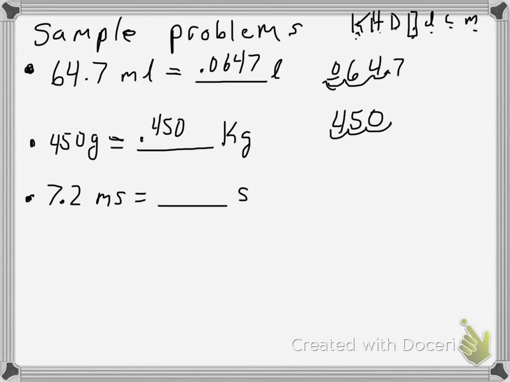And 7.2 milliseconds to seconds. Again, 3 spaces to the left. We would write 7 and 2 and move the decimal 1, 2, 3 spaces to the left, and it's going to be 0.0072. That's how we do these problems.